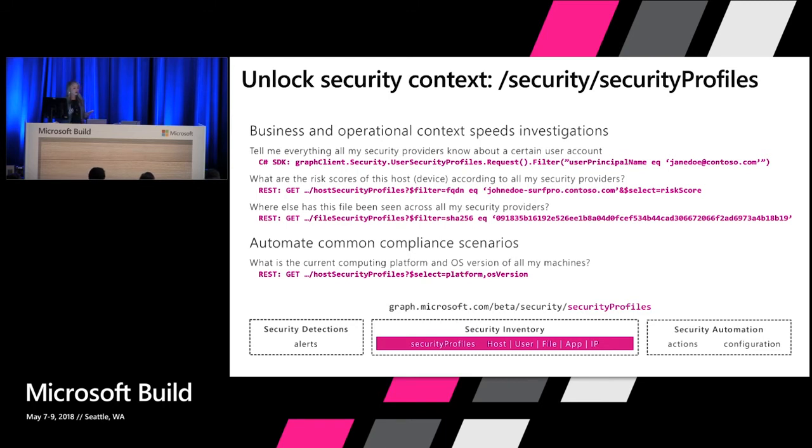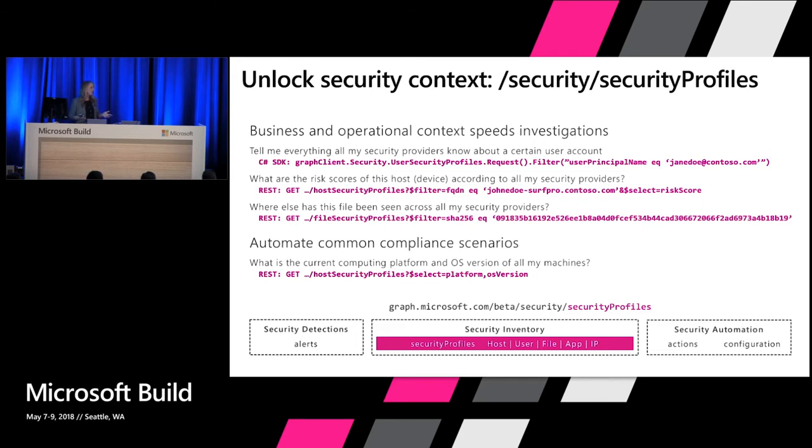So this gives customers and developers the ability to correlate alerts with that underlying inventory associated with the event. For example, this simple query asks all of my security providers what they know about a particular user. So tell me everything from all of my security providers about a certain account. The security API will federate that request out to all of the providers and return back an aggregated list of information, everything that's known by those security providers about this particular user.